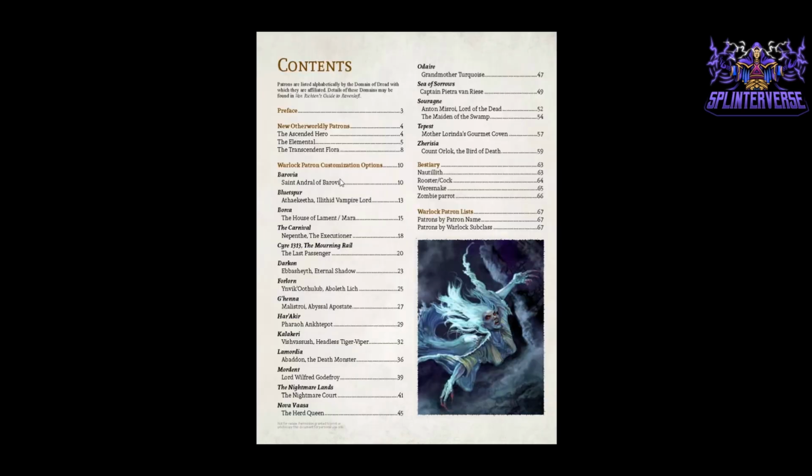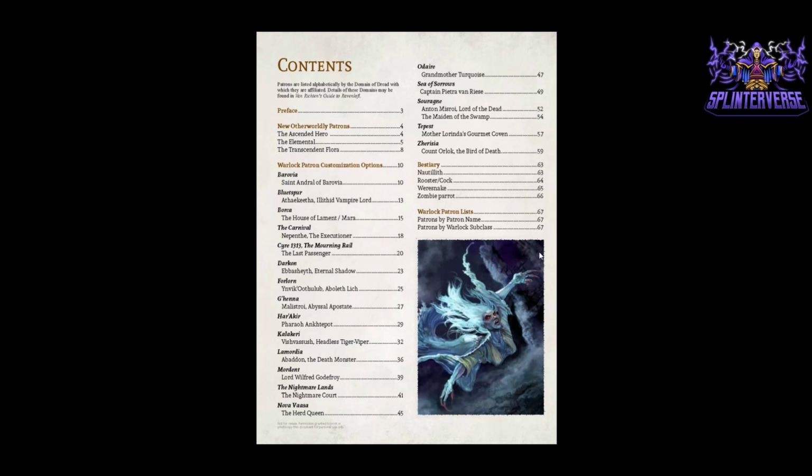So again, here's all the different patrons. You can see tons of locations that you can mess around with and bring in these characters, and all these beasts that are appropriate either as an adversary or Pact of the Chain familiar. So very fun there. And then of course you've got 3 subclasses to enjoy as well.